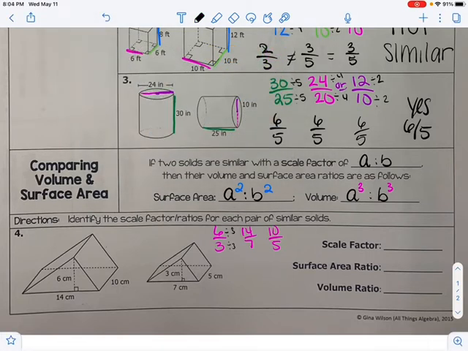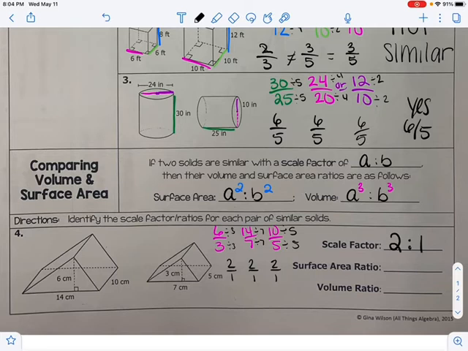I know 3 can go into both of the first ones to give me 3/1. I know 7 can go into both of the second fraction numbers, for 2/1. And I'm going to go back to that first fraction. I was speaking way too fast. 6 divided by 3 is not 3. 6 divided by 3 is 2. I made a mistake there. And last one, we're going to divide both by 5 to get, again, 2/1. So the scale factor for these shapes is 2:1.